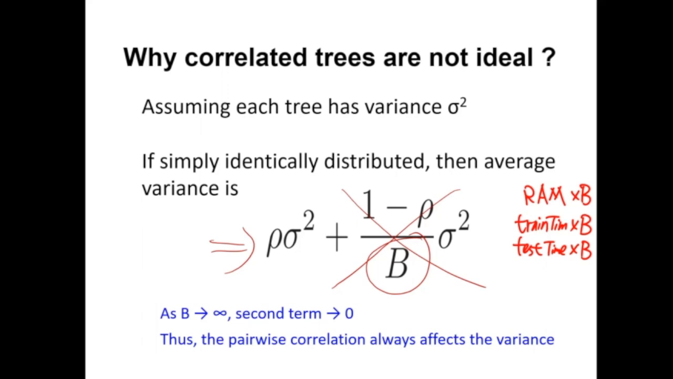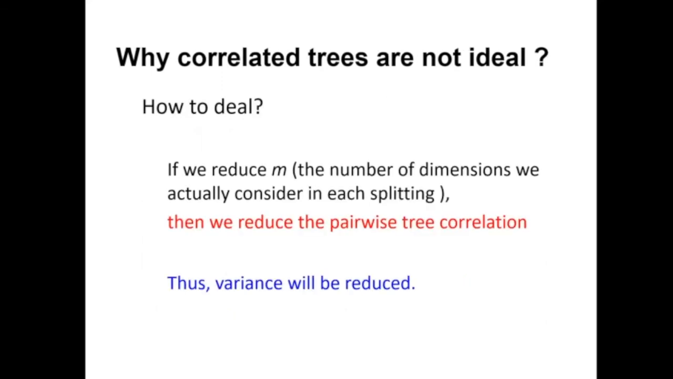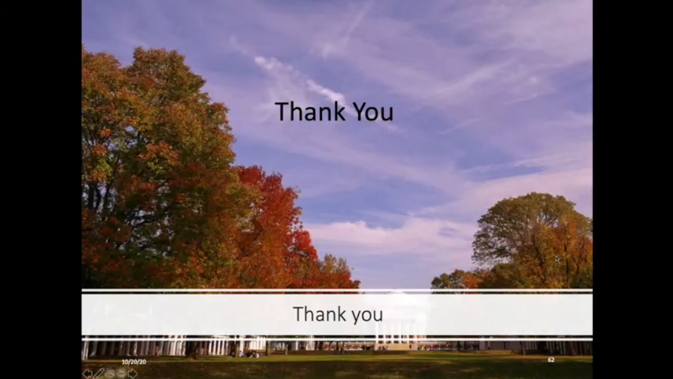More questions about this? All right, so let's go to boosting. In the end, we reduce the pairwise tree correlation, and because rho gets smaller, the total variance of my random forest model gets reduced. It's very clear from that equation. Great, so this is the end of this module. See you in the next module.